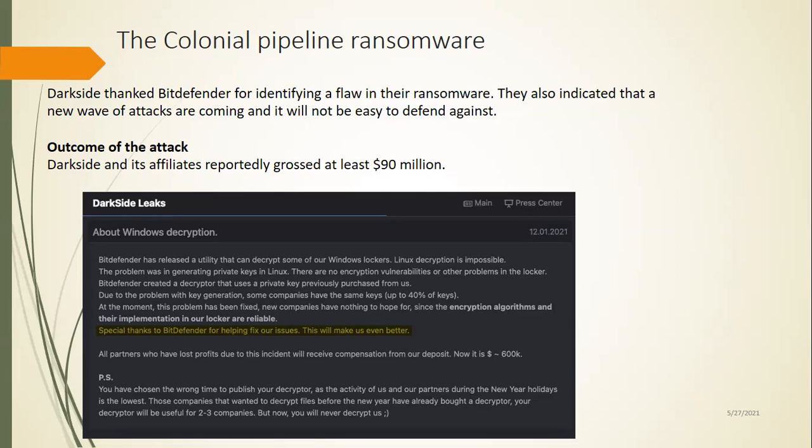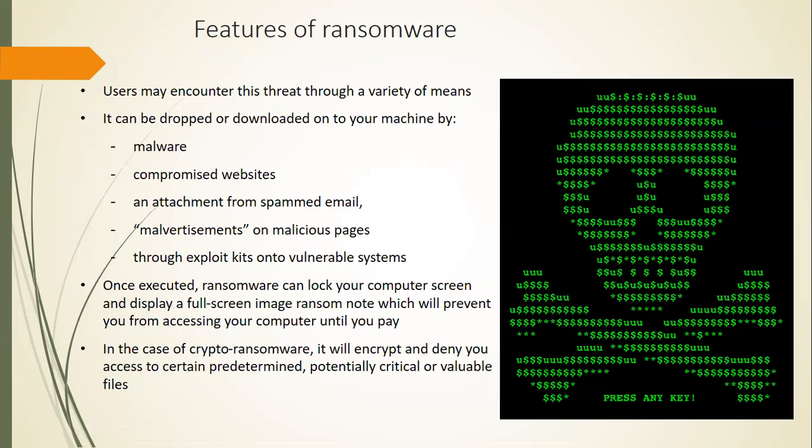DarkSide and its affiliates reportedly grossed at least $90 million. That's a lot of money for that. So features of a ransomware, I'll quickly rush through this. Users may encounter these threats through a variety of means.